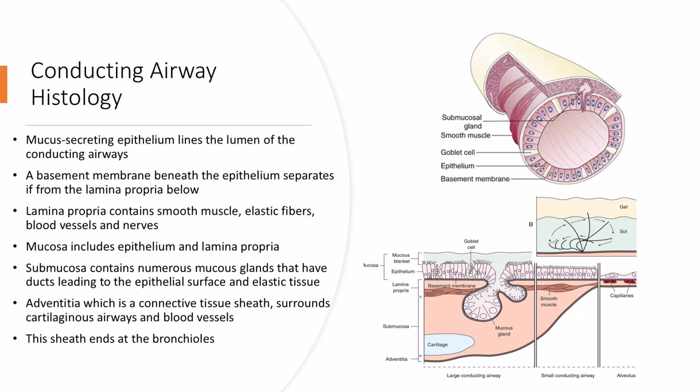Below the mucosa is the submucosa, which contains numerous mucus glands, which are submucosal glands, that have ducts leading to the epithelial luminal surface. A connective tissue sheath, the adventitia, surrounds cartilaginous airways and blood vessels. This sheath ends at the bronchioles. Bronchiolar airway walls are in direct contact with the lung parenchyma.